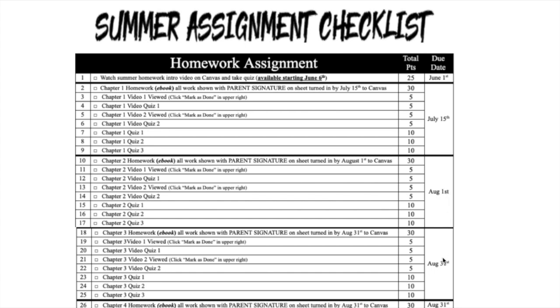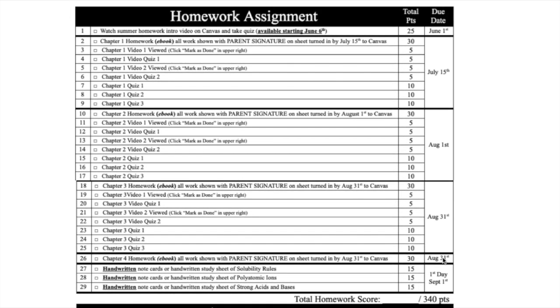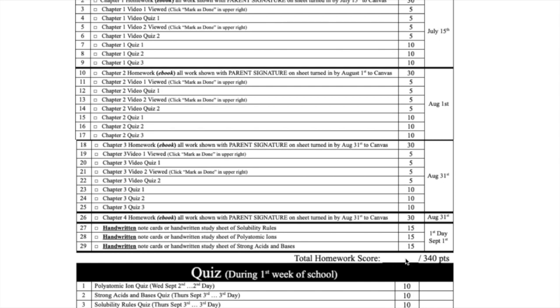So roughly about every month, I'm trying to make it... I'm not trying to steal your summer again. But all of that adds up, and it says 340 points. We do not have homework points in AP Chemistry, but these will actually be converted into lab points. So this is required. If you do not have this done by the beginning of the school year, it'll be a trouble for your grade, to say the least.